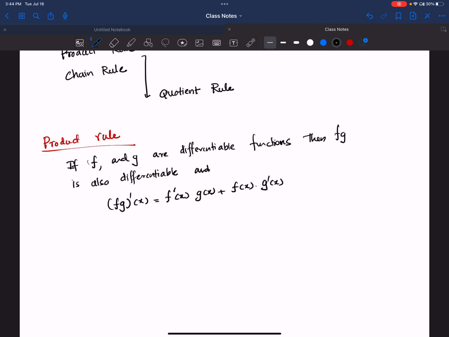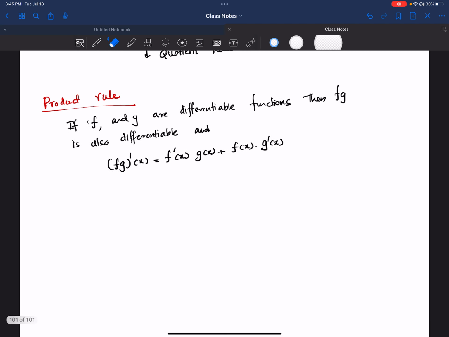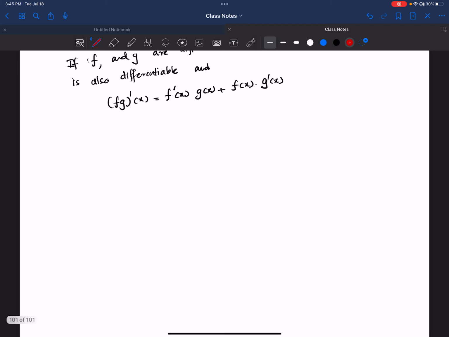For example, if you have y equals f of x and u equals g of x, you can find dy/dx in this way. So let's take an example. That way it's easier. Find the derivative of h of x.